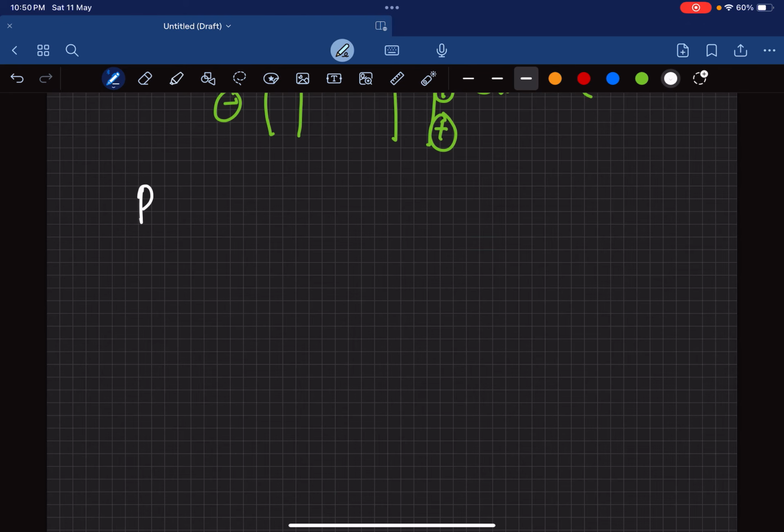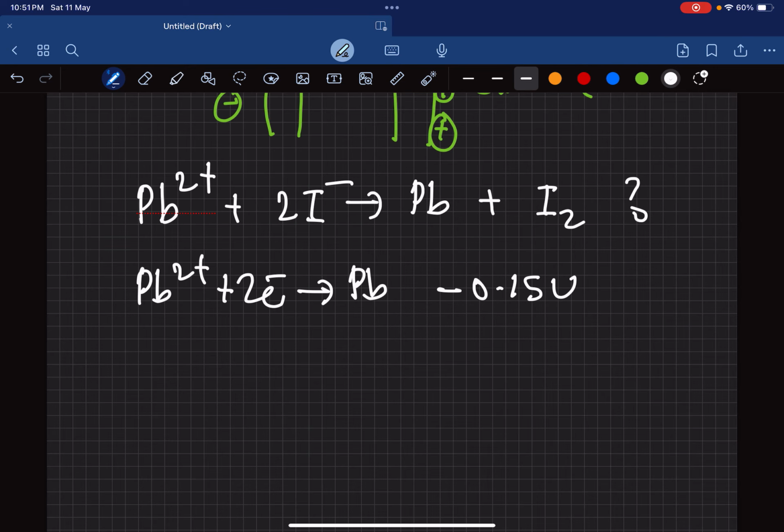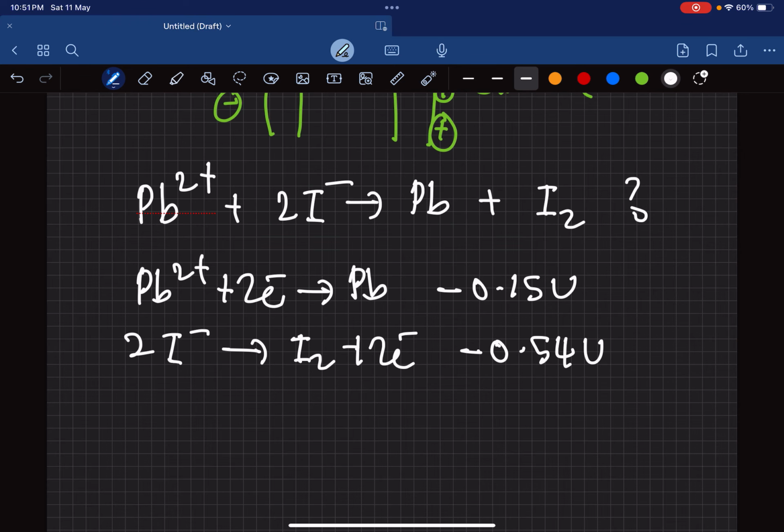So let's say we want to predict whether this reaction will happen or not. Can this reaction happen? Very easy. You look at the SRP table and find this equation. If I'm not mistaken, this is negative 0.154, I could be wrong, look it up. And then iodide becoming iodine, you look at this equation in the SRP table. I think it's negative 0.54 volts.